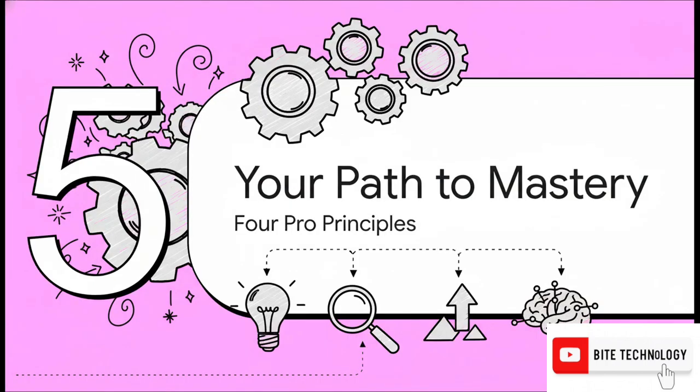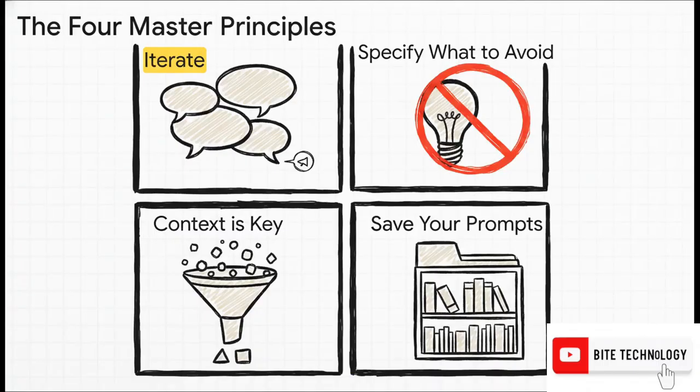Okay, so that was a lot. How do we bring all of this together into something you can actually use? Well, it really boils down to 4 key principles, 4 master principles that are behind every single expert-level prompt. Here they are. Number 1, iterate. Don't try to write the perfect prompt on your first shot. It never works. Treat it like a conversation. Build on it step by step.